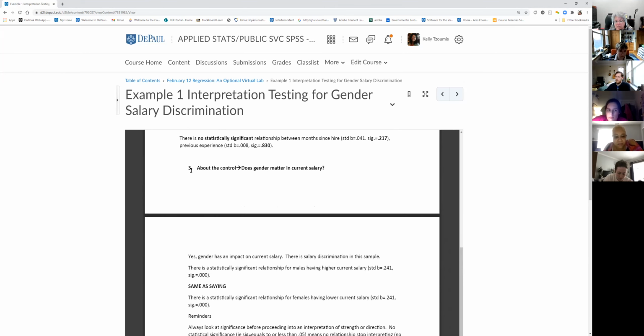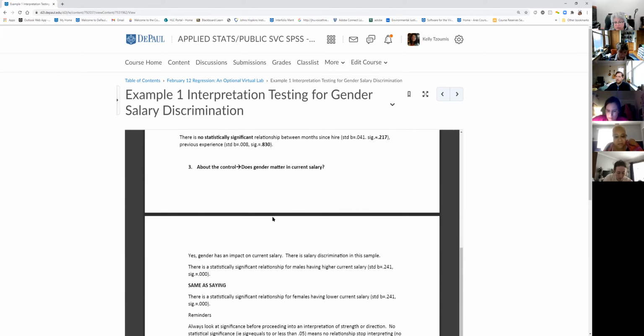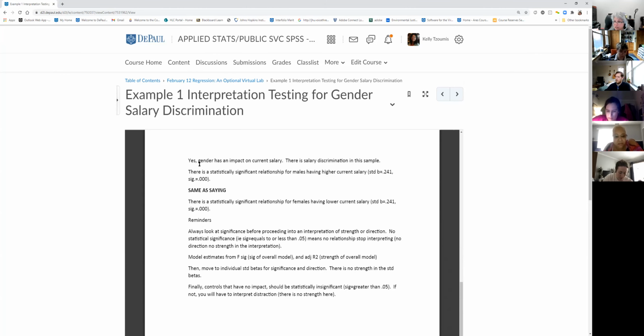Okay. Next up, does gender matter? This is the test for gender discrimination in wage in current salary. And we determine, yes, gender does have an impact on current salary. There is salary discrimination in the sample. Now we report the results.